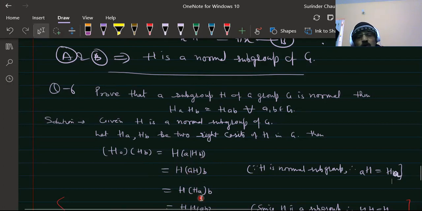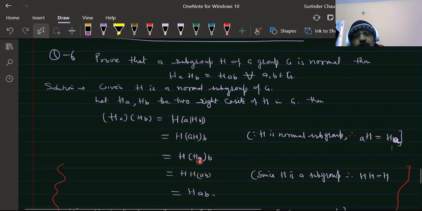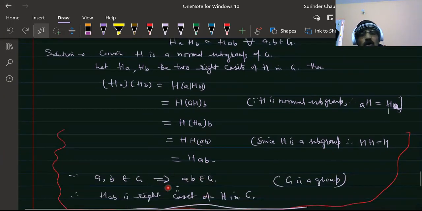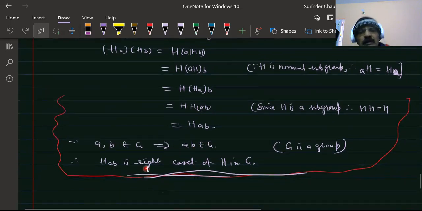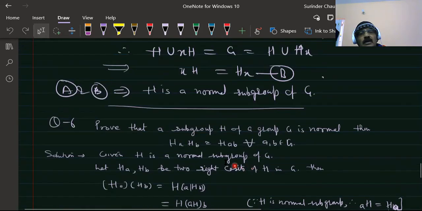So substituting the value, this is Hab. This can also be written as H into H of ab. H is a subgroup, so H into H is equal to H. It can be written as H into H into ab, that is Hab. Now what is this? a and b belong to G, G is a group, so ab also belongs to G. So this implies Hab is a right coset of H in G. So if H is a normal subgroup, then the product of right cosets is a right coset.